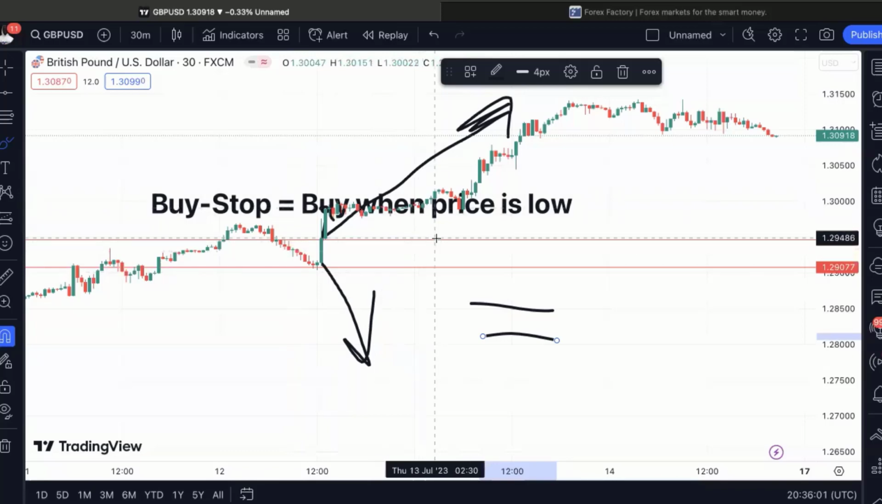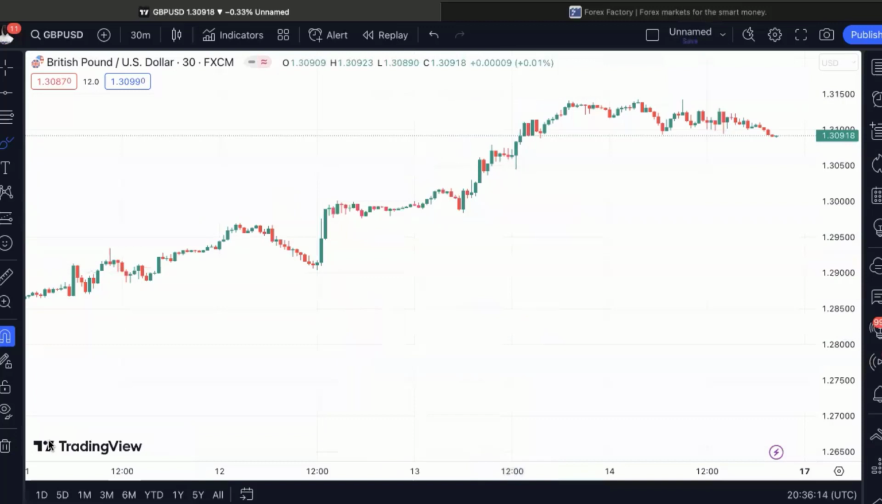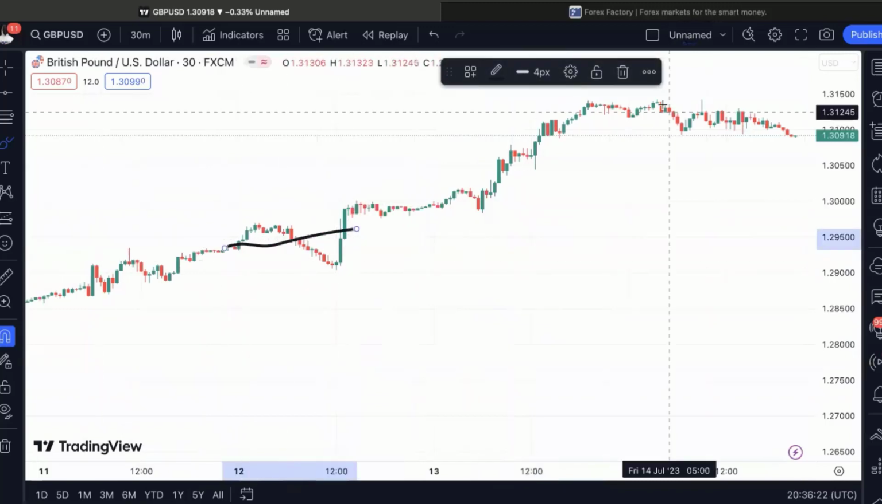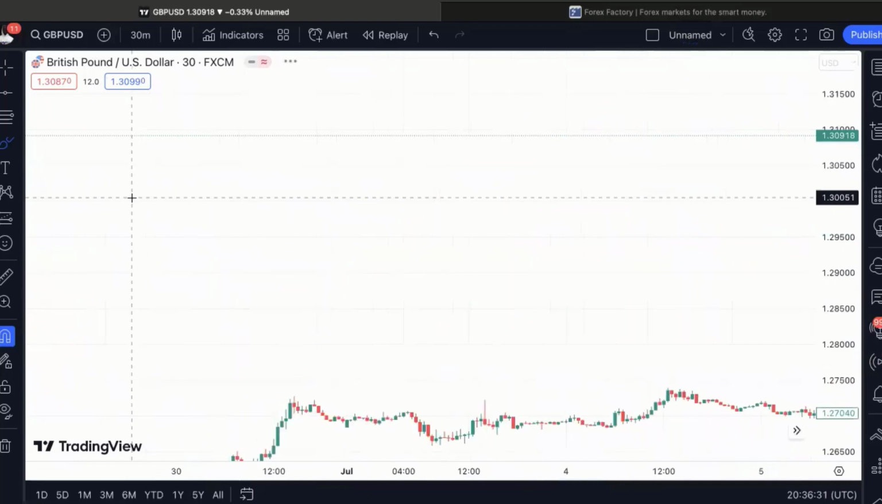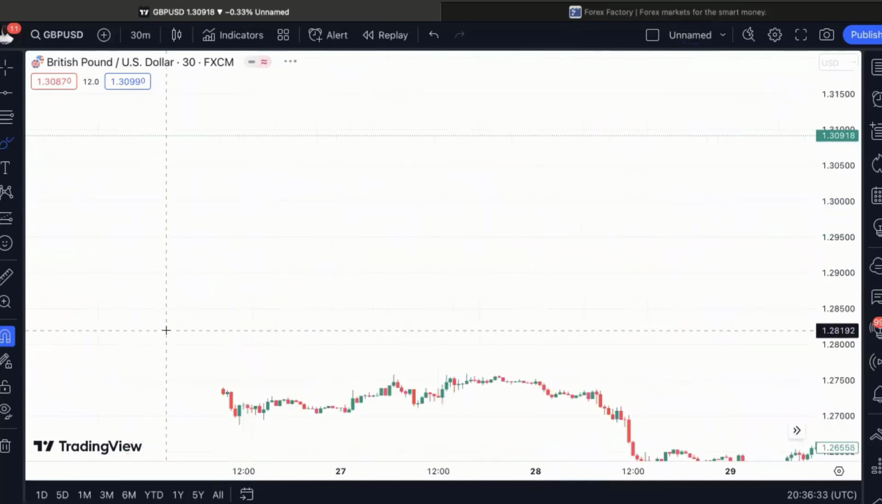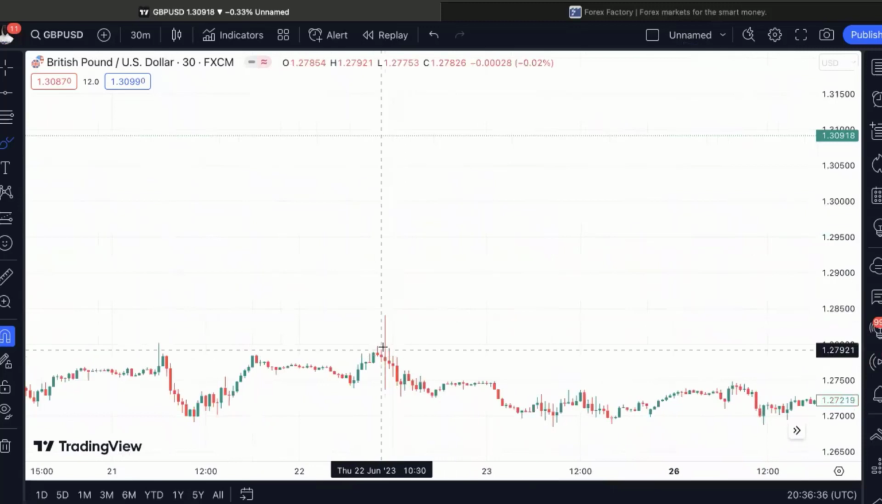Another way to trade the news is to trade 30 minutes, 45 minutes after the news has been released. I don't know if you get my point. After the news has been released, you can now trade. You will see some movements that have wicks to the top, wicks to the bottom, like this one now.